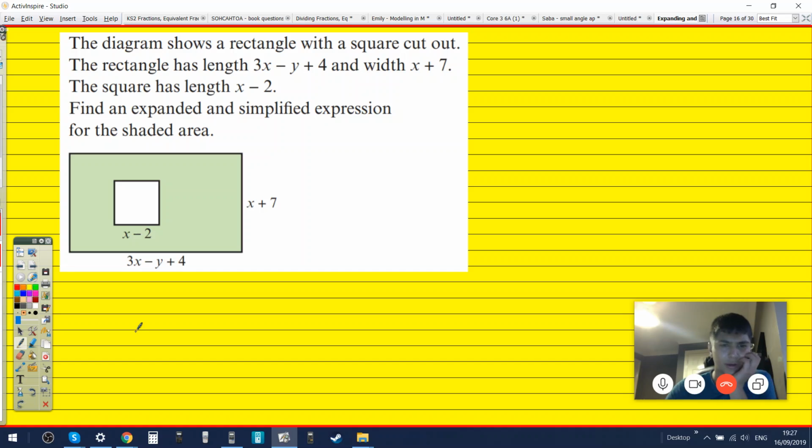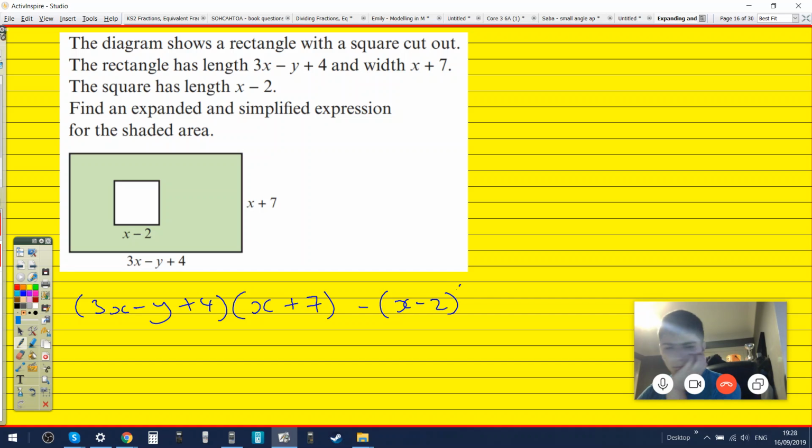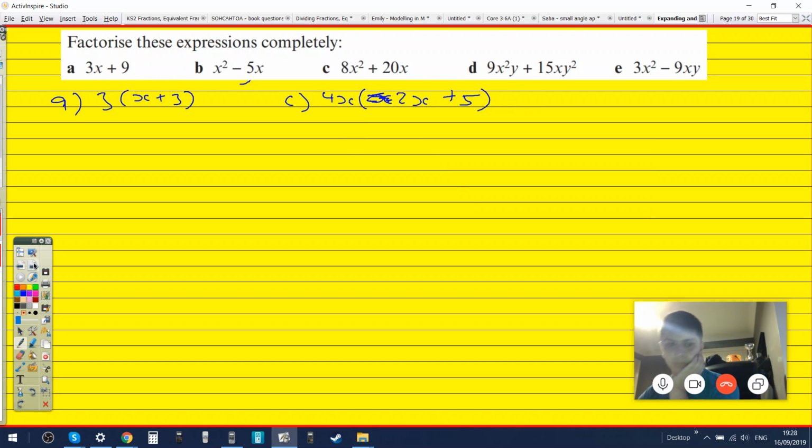So do I need to find the area of the rectangle and then take it away from the area of the square? Yep. Okay, so do I just need to do 3x minus y plus 4 times x plus 7? And what would you do with your answer? Would you take it away from the area of the square? And how would you get the area of the square? X minus 2 squared. Yep. After that, it's just long, but you just expand that and then you simplify it.